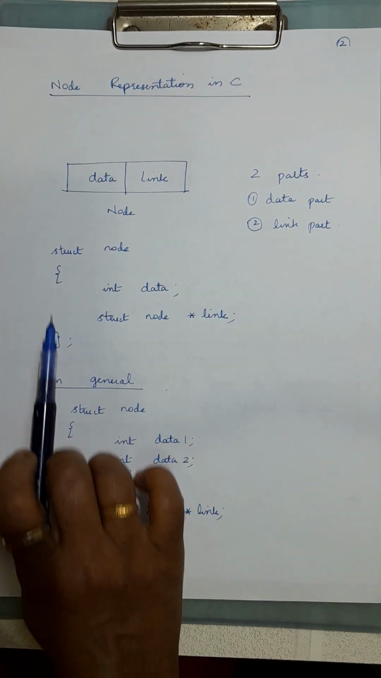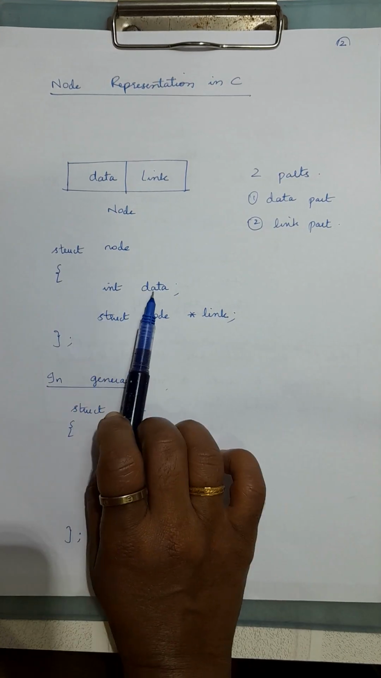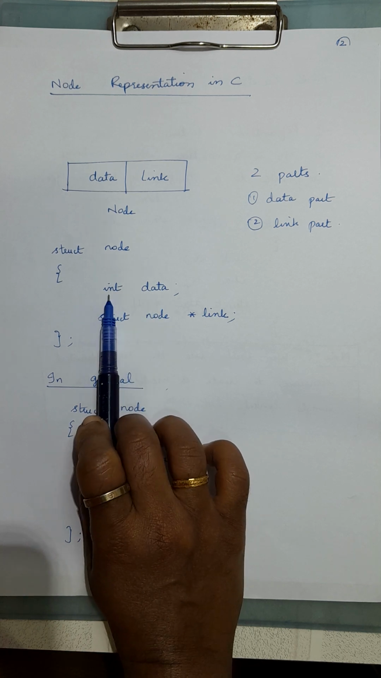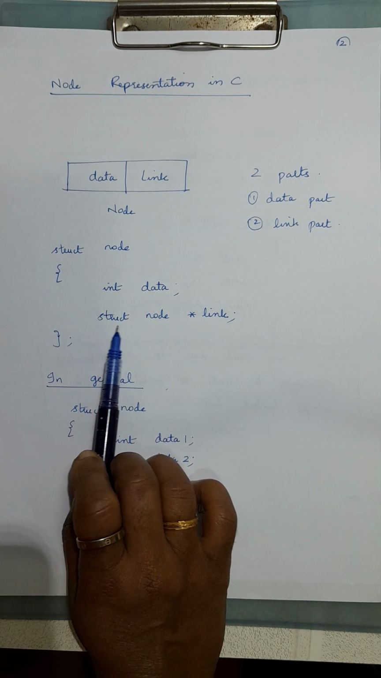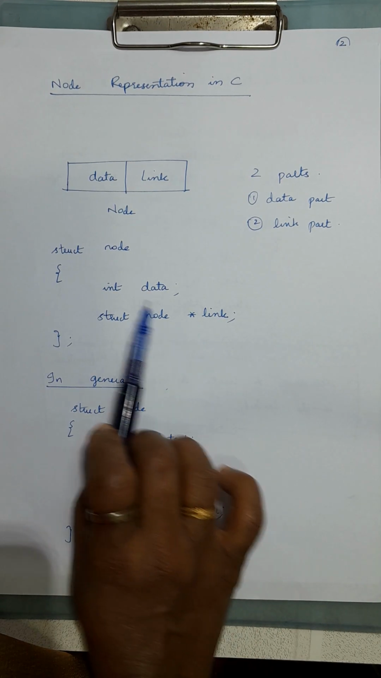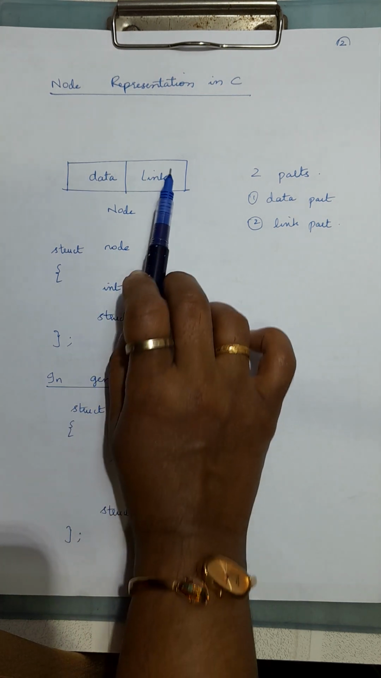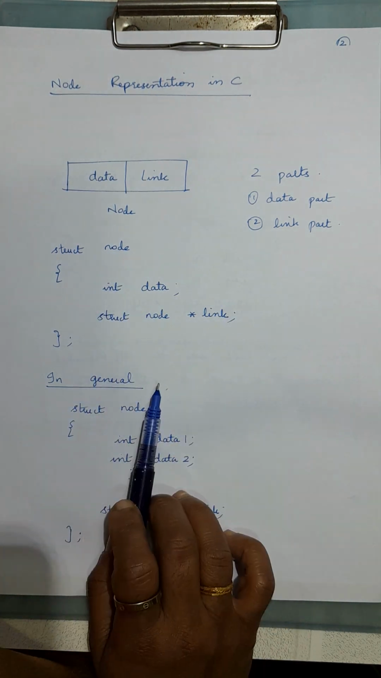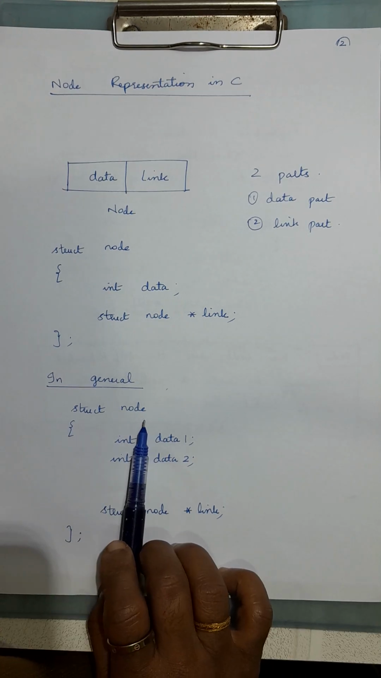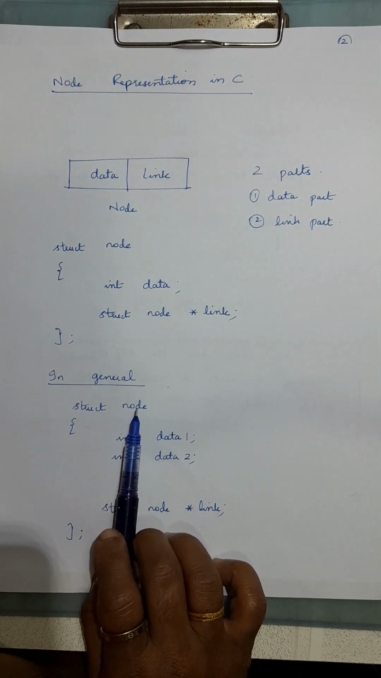Now coming here, struct node. So my structure name is node. You have one data member, that is int data, and the other one is the link. This link is a pointer that points to the structure node. So in general, you can have struct and a node name, which can be anything. Since we are creating a node, I have given the name as node.